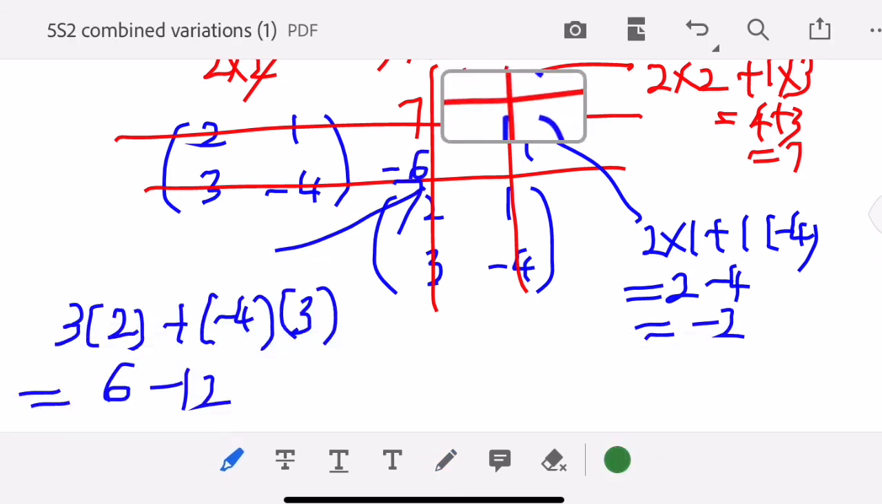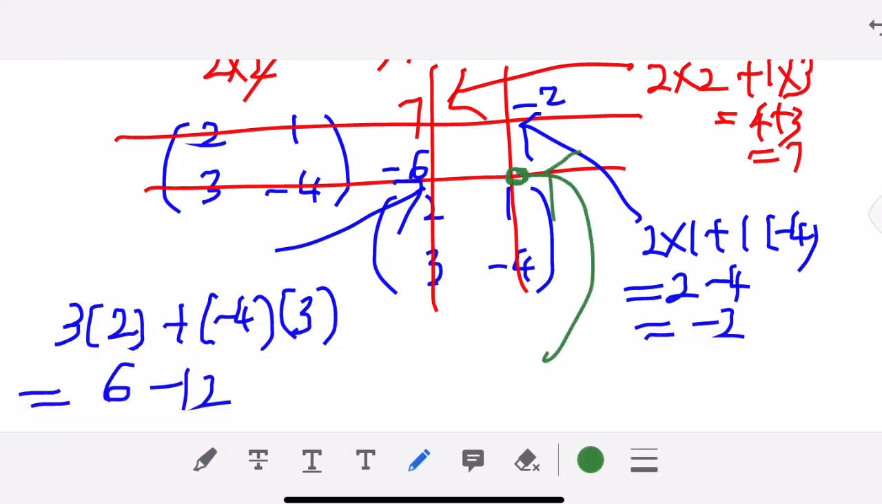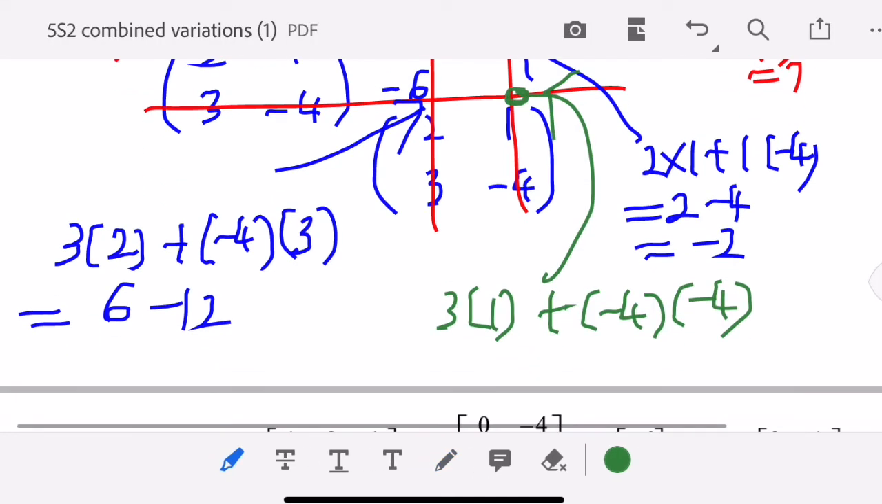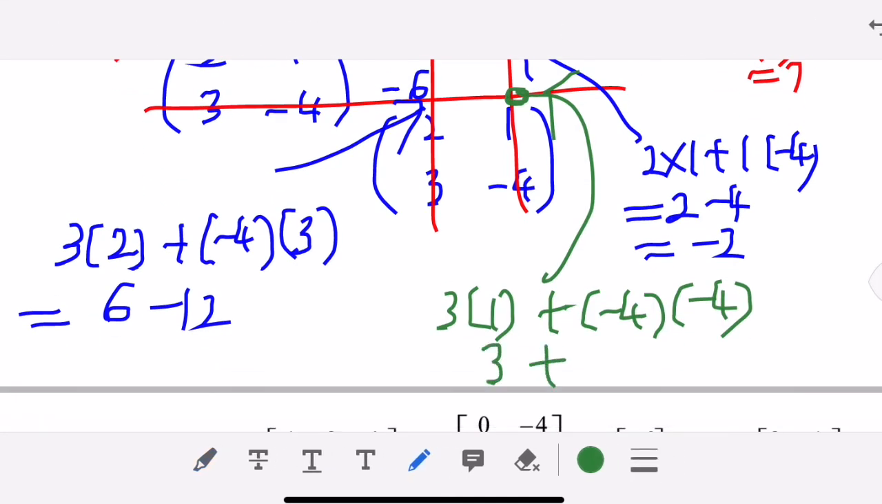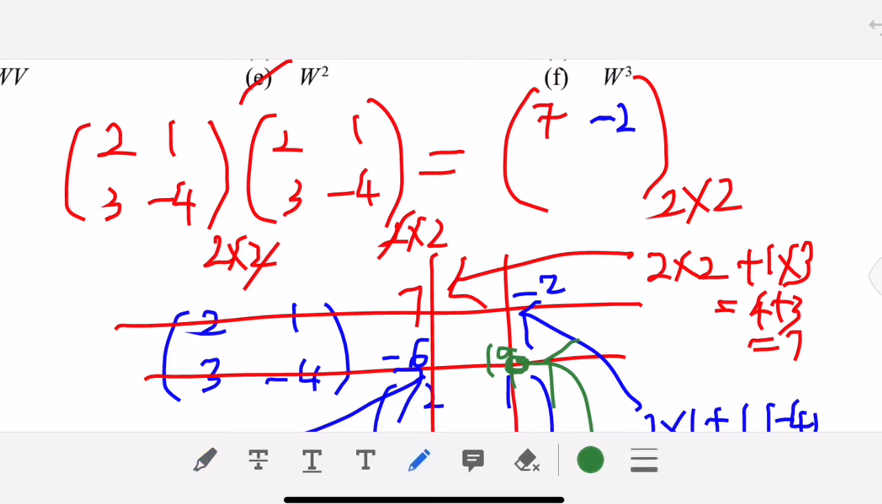For this one, let me show you how to find it. It is actually 3 times 1 plus negative 4 times negative 4, right? So you will have 3 plus 16, which is 19. So here is 19. So let's fill up the answer here. We have negative 6 and 19. So that is how you do multiplication of the matrices.